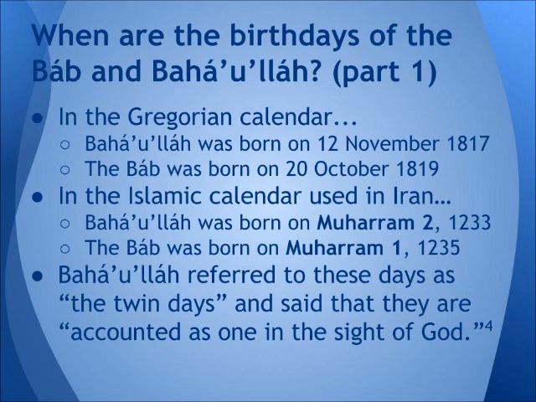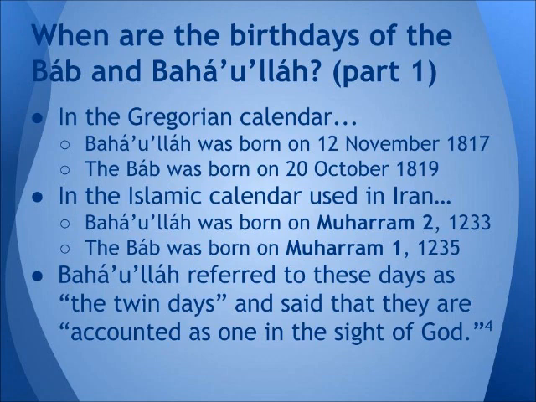In the Gregorian calendar, Bahá'u'lláh was born on 12 November 1817, and the Báb was born 2 solar years later on 20 October 1819. Now, in the Islamic calendar used in Iran, Baha'u'lláh was born on Muharram 2, 1233, and the Báb was born on Muharram 1, 1235.